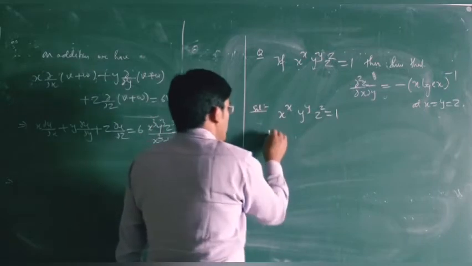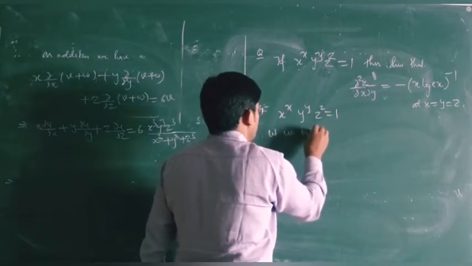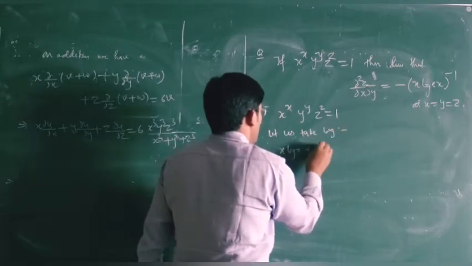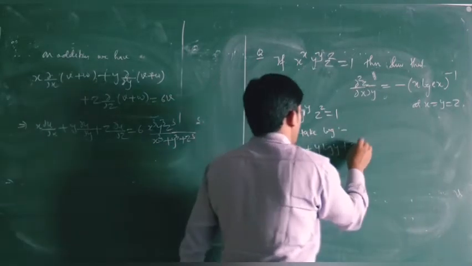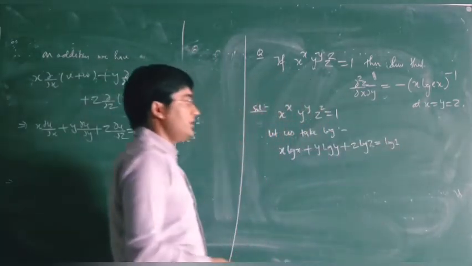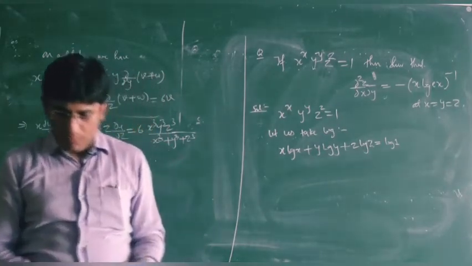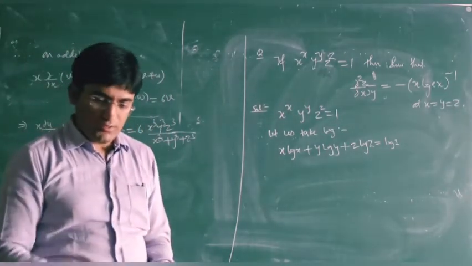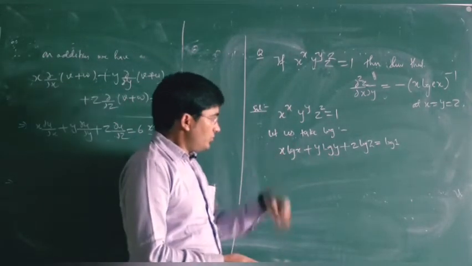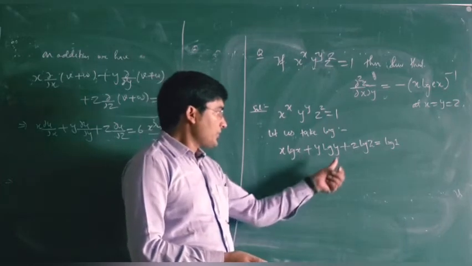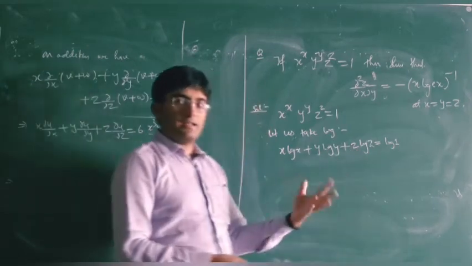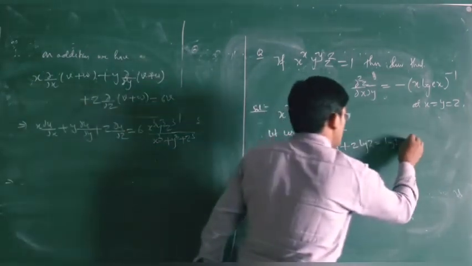Let us take log. So on taking log, we will have x into log x plus y into log y plus z into log z equal to log 1. Please note that z is a function of x and y. So x and y are independent of each other. That means their partial derivatives with respect to each other will be 0. So del x upon del y will be 0 and del y upon del x will be 0. So we will differentiate z with respect to x and y. So let us differentiate this equation.